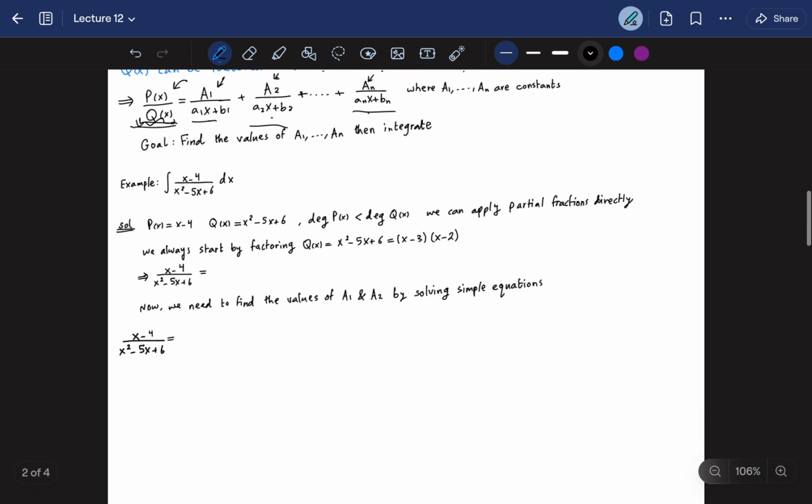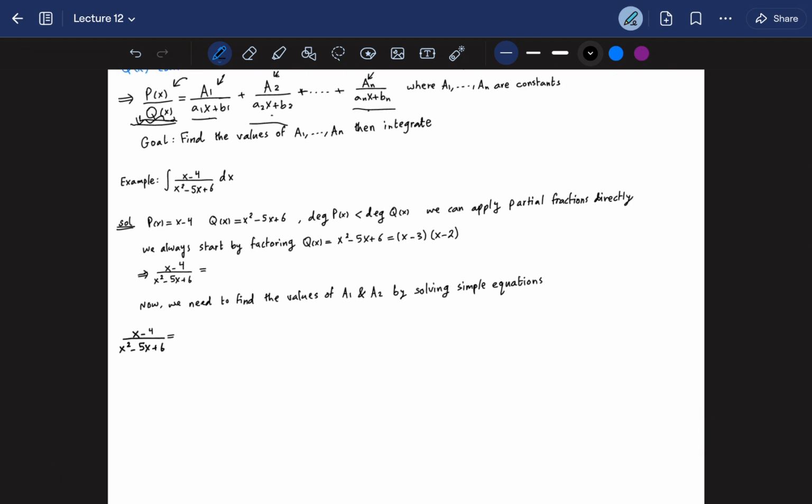If I have this example, I have my P of x is just x minus 4, Q of x is this quadratic polynomial. Now the first thing that you want to check is, is the degree of the numerator bigger than the denominator? If that's the case, you apply long division. If not, you can just apply partial fractions directly. So here, since the degree of the numerator is less, I can apply partial fractions directly.